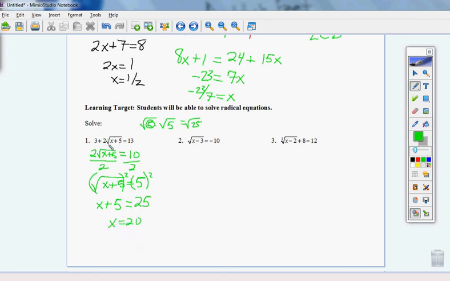If you plug it back in, you always want to plug back in to check. Some of these don't work out. 20 plus 5 is 25, right? Well, the square root of 25 is 5. 2 times 5 is 10, plus 3, 13, and that makes you go, woohoo!